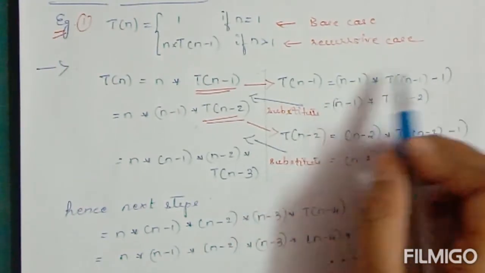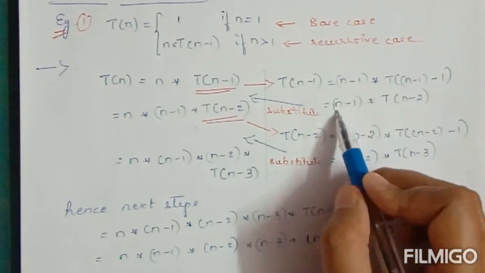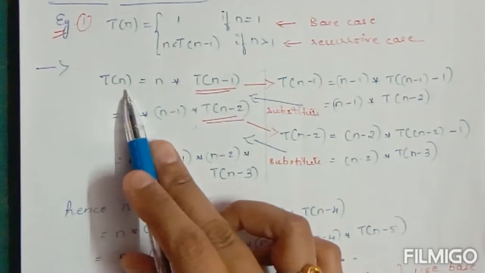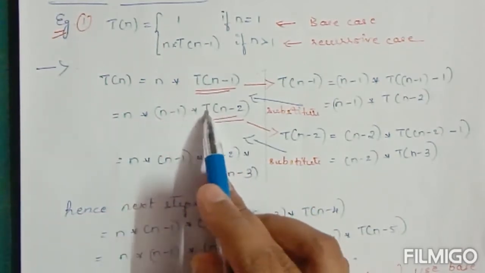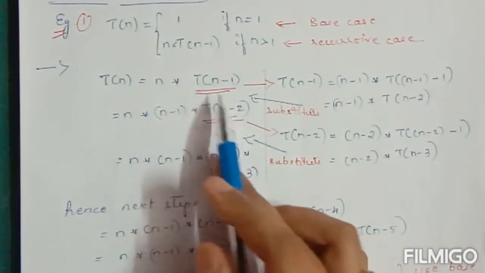So what happens when we solve this? We get n minus 1 into T of n minus 2. This thing we will again substitute here. So what will happen? We get T of n is n into, this one is n minus 1 into T of n minus 2. Now again this T of n minus 2 can be solved in the same way.